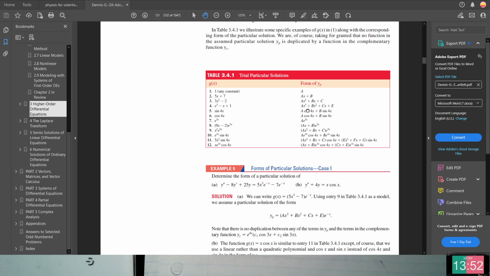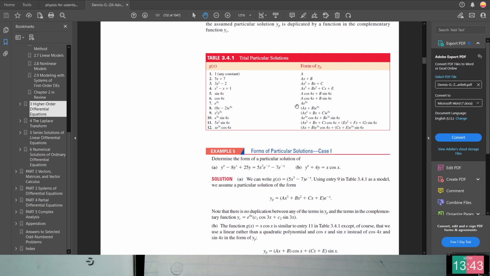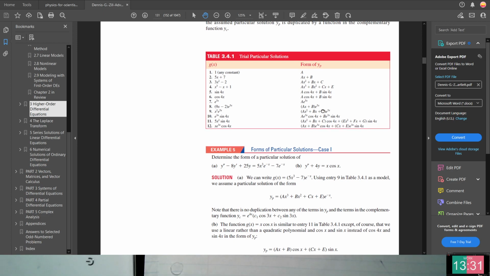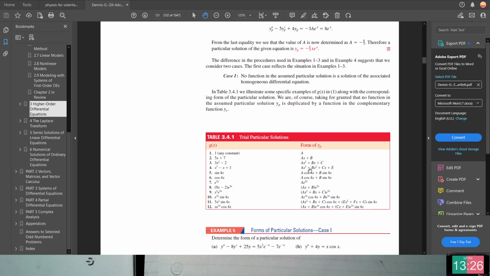Okay, the trial particular solutions. You get 5x plus 7, you do this one. You get 5x squared, you do this one. This, e^x, ae^(5x). That's the form of the particular solution, ae^(5x). Wow, I think this is gonna be really bad. Example 5, determine the particular solution a and b.